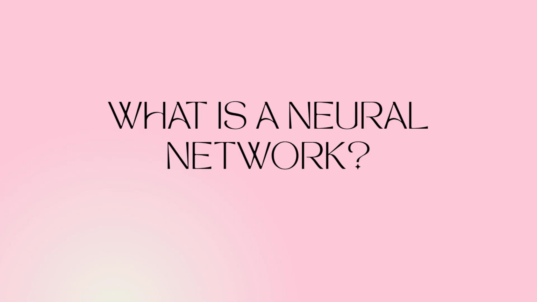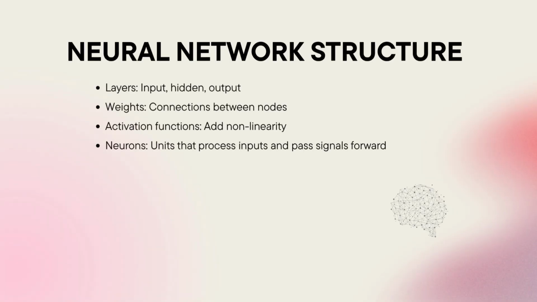So, what is a neural network? A neural network is built from simple units called artificial neurons, arranged into layers. The input layer receives the raw data, for example, pixels in an image or words in a sentence. Hidden layers sit in the middle, transforming inputs step by step, while the output layer produces a final prediction or classification. Connections between neurons are weighted, meaning each connection has a strength that can increase or decrease the signal. These weights are adjusted during training.